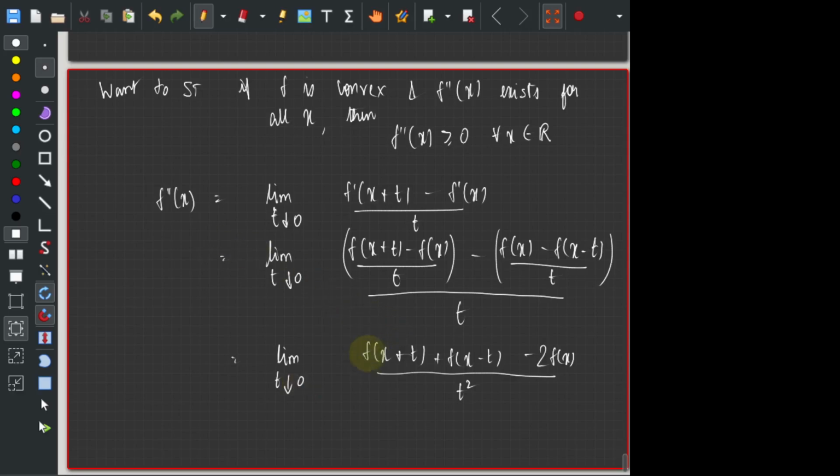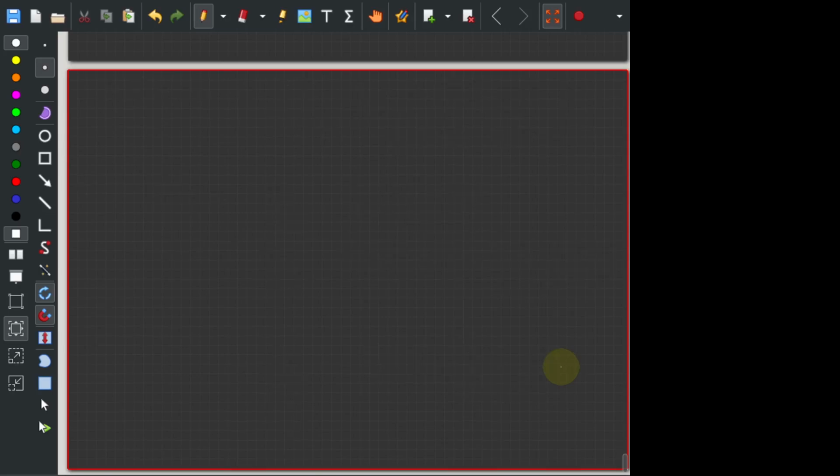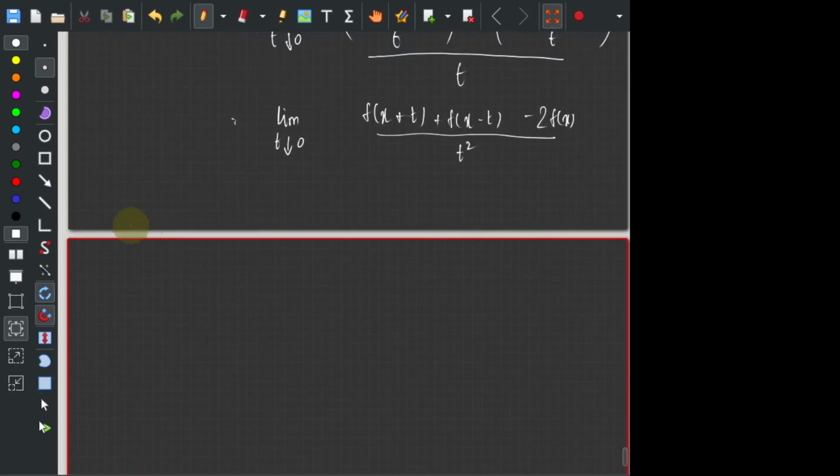So now, if I'm able to show that this numerator... t square is always non-negative, but I'm not really sure if f of x plus t plus f of x minus t minus 2 times f of x is always greater than or equal to 0 or not. Okay? So let us look at that particular quantity.